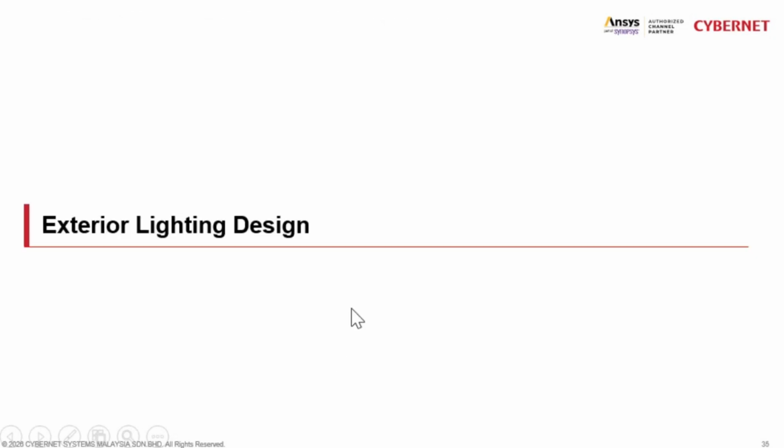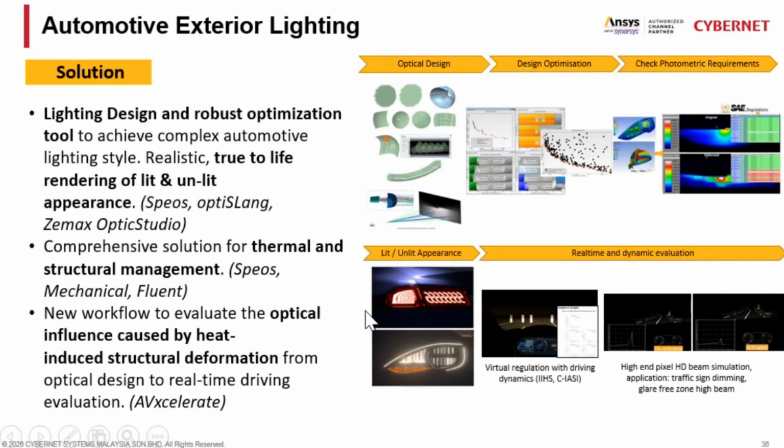Okay, so next will be the exterior lighting design. For the exterior lighting design, like mentioned earlier, we have this optical design part and we do the optimization. Finally, we check the regulatory requirements. We can check the lit and unlit appearance and also the real-time dynamic using AVX acceleration. Okay, this is another software, not inside our Ansys Optics, but it is from the Multiphysics corporation, the interoperation.